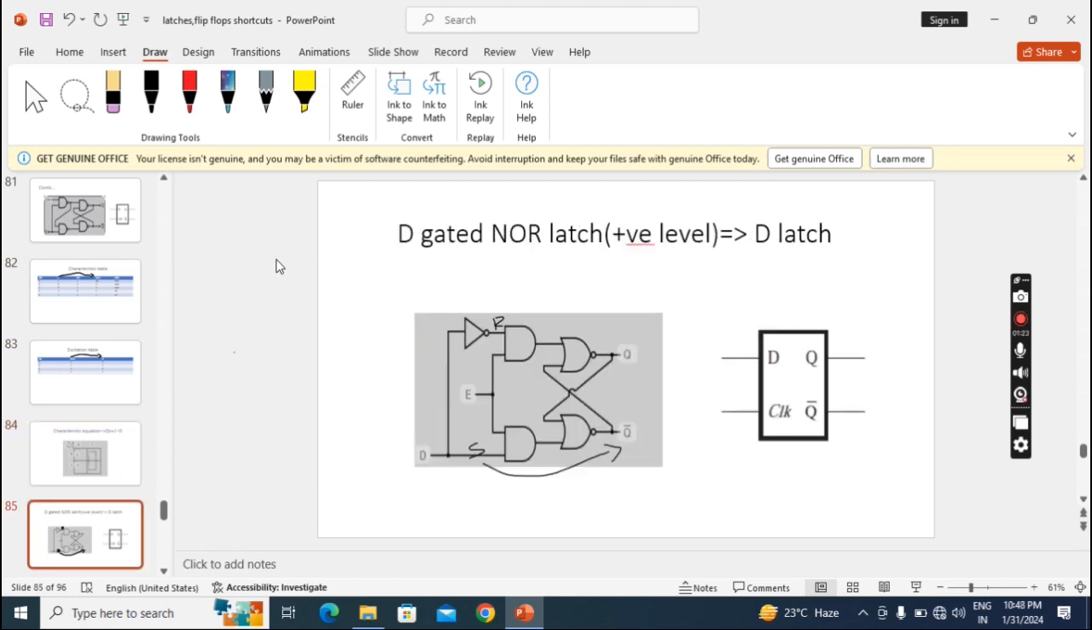Now we'll see the positive level D gated NOR latch, with the NOR latch part. The symbol will be the same. So here the latch part is NOR. Whenever this is NOR, I told the driving part will be AND. But we have to observe two changes here. Here we have to connect the inverter at the R place, not at the S place. Whenever this is the NOR latch part, this change we have to do. And straight to the S we have to write Q bar. That is common, and applicable everywhere, we know.